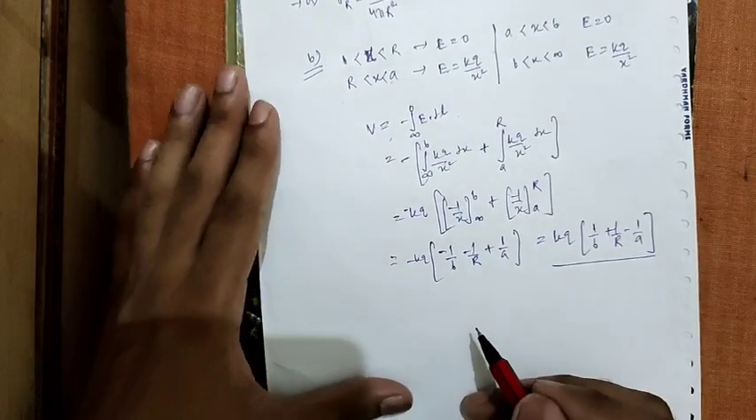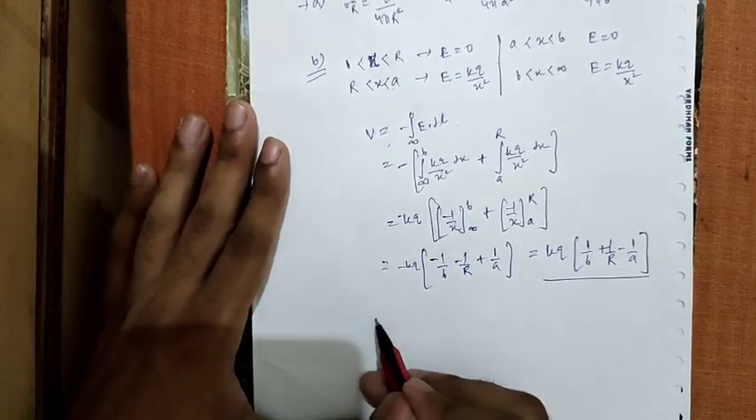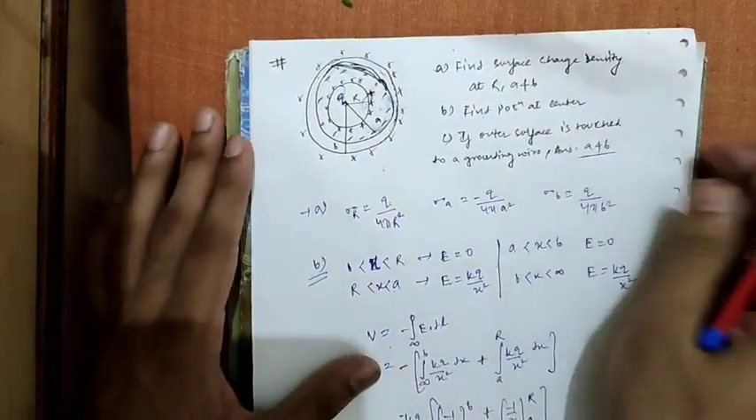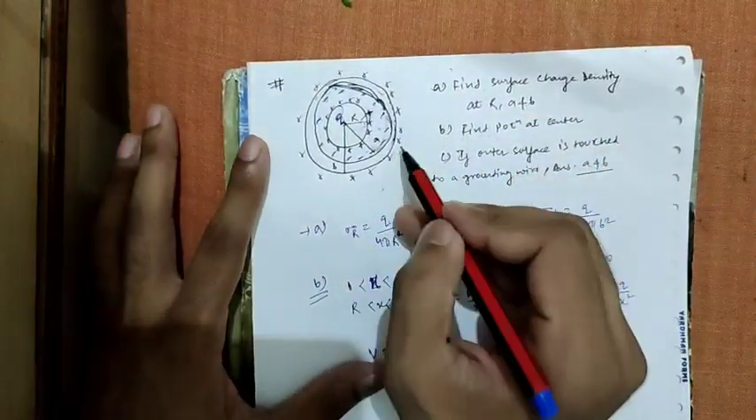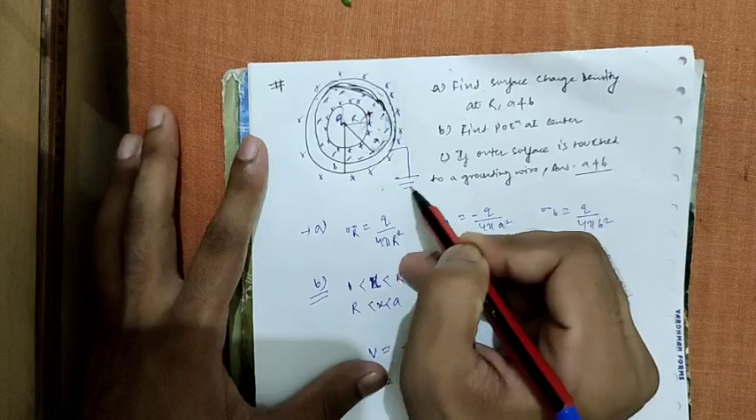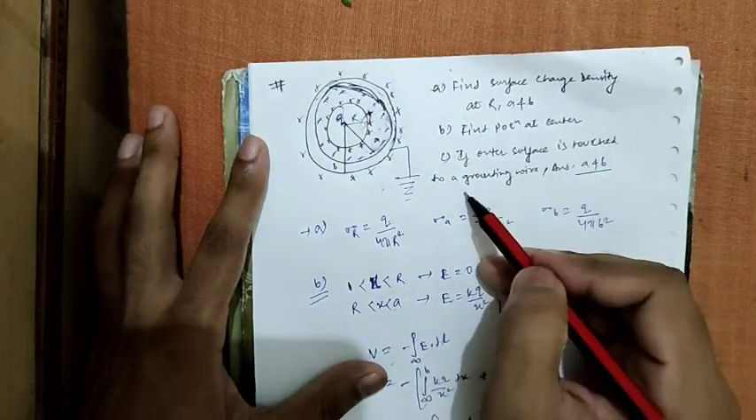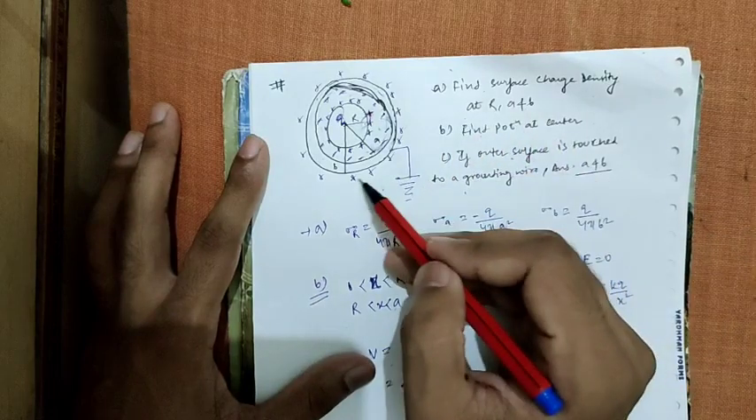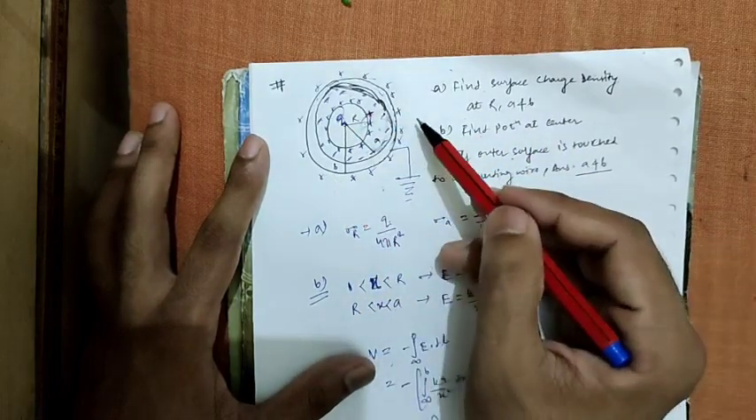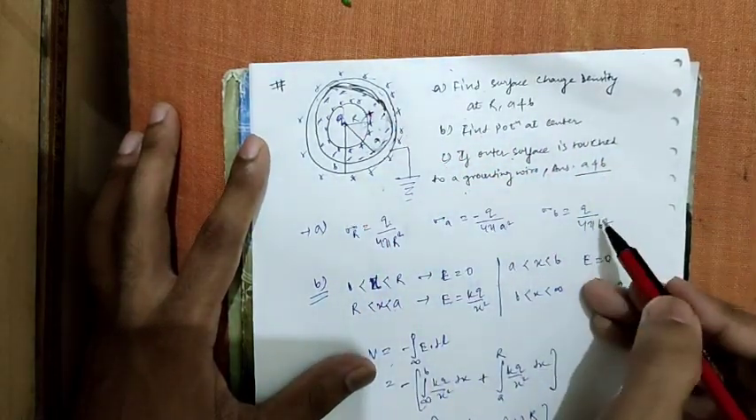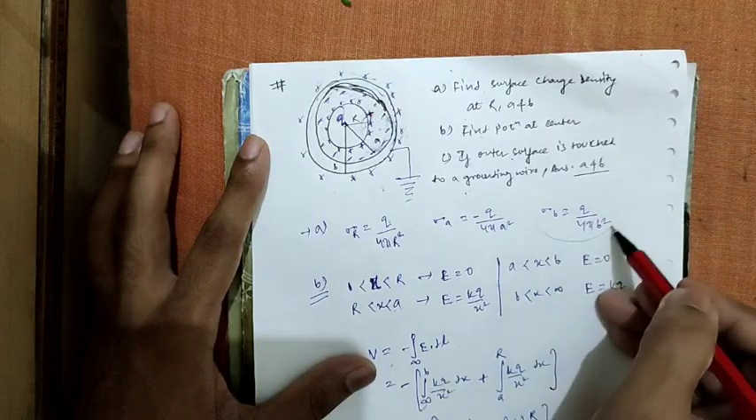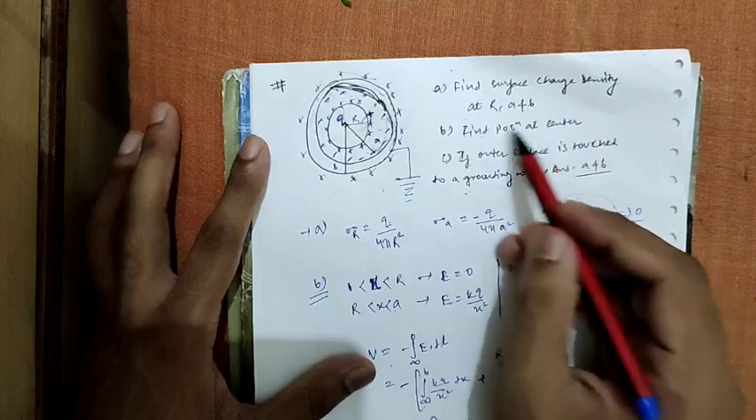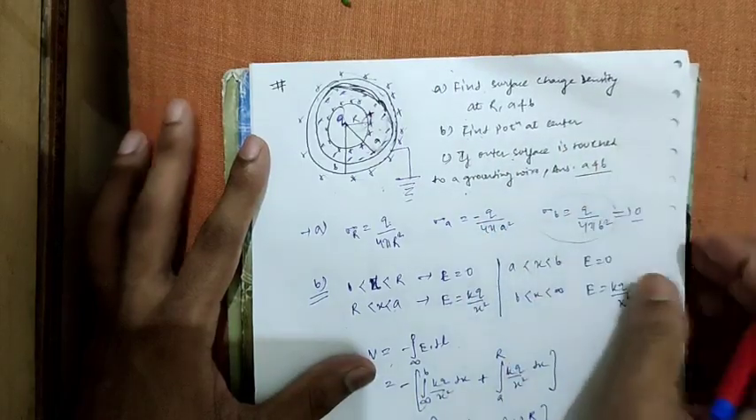Okay, now moving to its last question, part C, which says that if the outer surface is touched to a grounding wire, then how will your answer change? If the outer surface is touched to a grounding wire, then it is obvious that the surface charge density at B will become 0. And how will the potential at the center change?